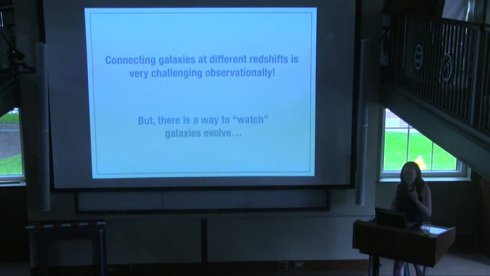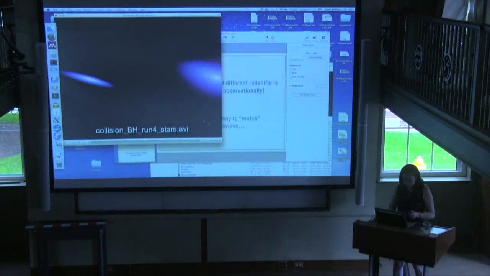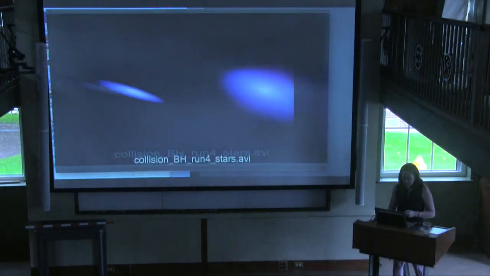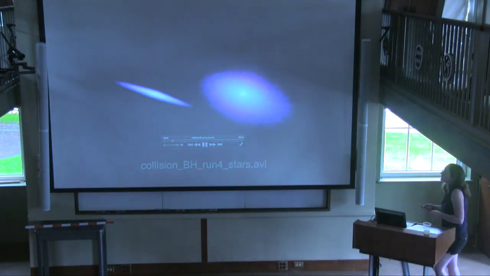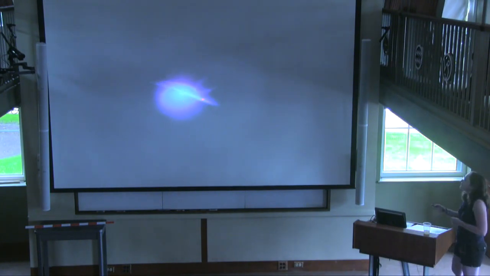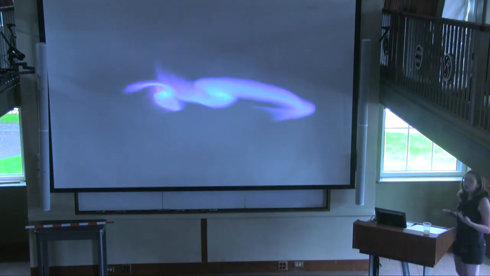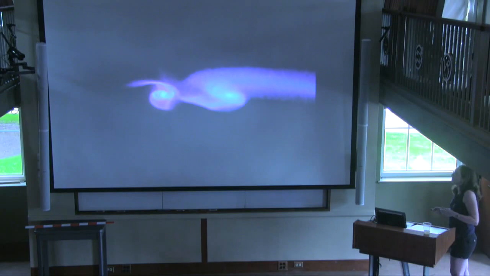But there is a way that you can actually watch galaxies evolve, quote unquote. And let me show you one example. So this is the simulation done by Volker Springel of 2 disk galaxies undergoing a merger. Each of the points of light here is a star, and the color of the light indicates the age of the star, with younger stars being blue and older stars being red, just like in real life.